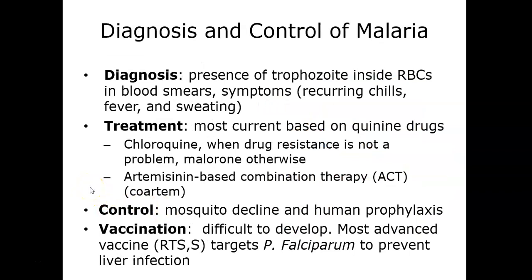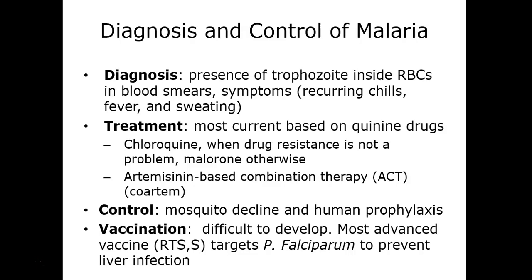So how do we diagnose malaria? Well, we look for the presence of the trophozoites inside the red blood cells on microscope slides in blood smears. Patients who have malaria also have these 48 to 72 hour cycles that produce these patterns of chills, fever, and sweating. And the most current-based treatment is the use of quinine drugs such as chloroquine, and there is an artemisinin-based combination therapy known as ACT that is also utilized.